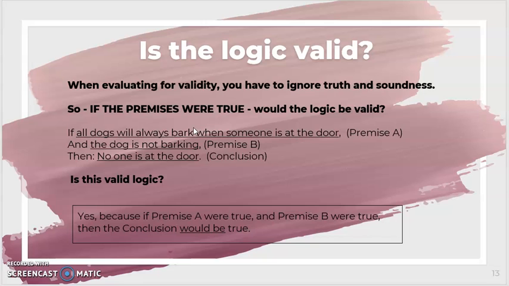So we're asking ourselves, is this valid logic? The answer here is yes, this is valid logic, because if premise A is true and premise B is true, then the conclusion would be true. So that's the logic of this argument. And we'll talk in a minute about what it looks like when logic is not valid.